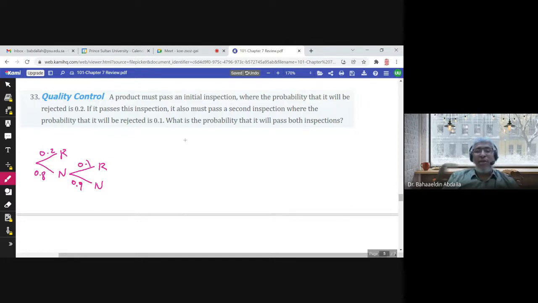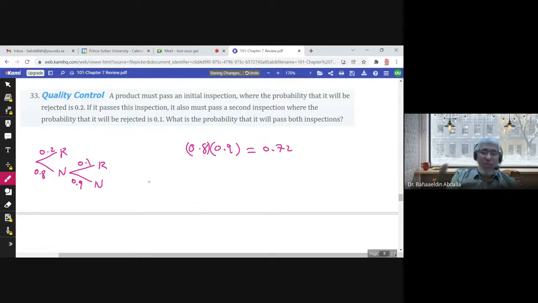What is the question? What's the probability that it will pass both inspections. So N and N. So the probability is 0.8 times 0.9 to find the probability of the intersection. You multiply 0.8 times 0.9 and the answer is 0.72.